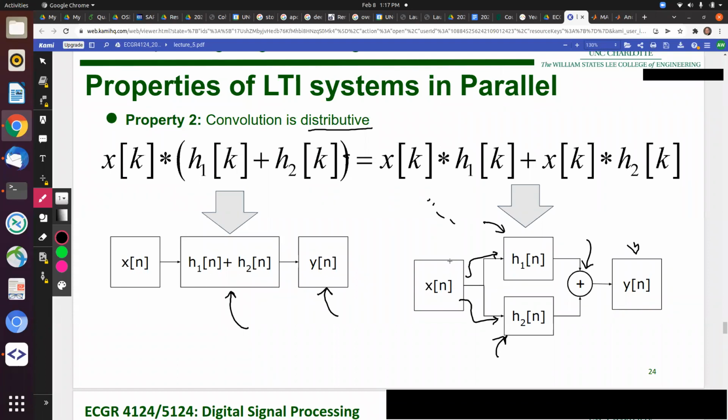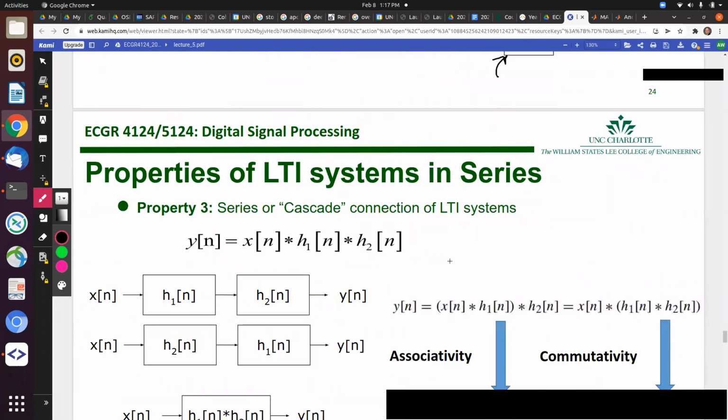Written down mathematically, if you take x and convolve it with H1 plus H2, it's equivalent to x convolved with H1 plus x convolved with H2. And that's the distributive property. You can distribute convolution like you do multiplication. Okay, that's the distributive property. Any questions? This is the same exact property you had in continuous time.